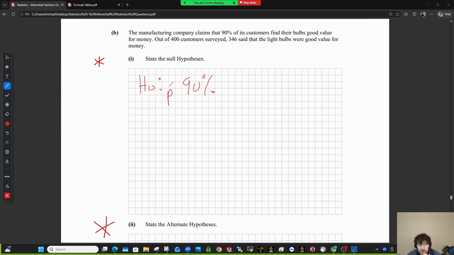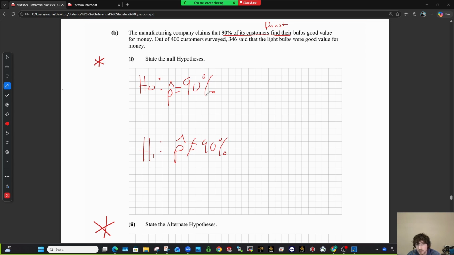And that's a proportion, so it would say p hat equals 90%, okay? It says there's no change. Basically, the original claim is still true. That's what H0 says. The alternative hypothesis will say no. It'll say p hat is not 90%. This will say that 90% of customers do not find their light bulbs good value for money. Does that make sense to people?